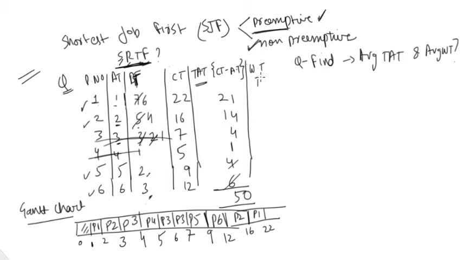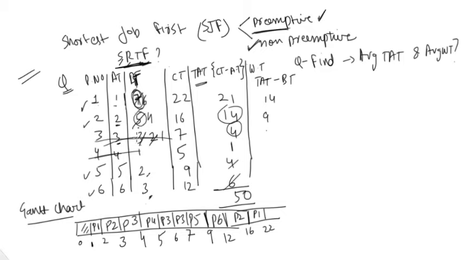Waiting time is simply TAT minus burst time, so the values will be 21 minus 7, sorry, the burst time was 7, so 14. This we have to see, right? 7, the initial burst time. 14 minus 5 is 9.